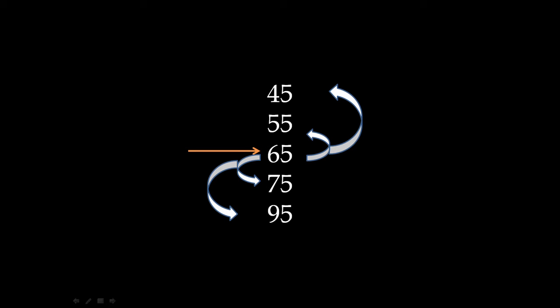Once again, the middle number is 65. In this case, 55 and 75 balance each other out because 55 is 10 less than 65 and 75 is 10 more. The next balancing act is 45 and 95. So 45 is 20 less, whereas 95 is 30 more than 65. So we have a plus of 30 for 95 and a minus of 20 for 45. So 30 minus 20 is plus 10, right?